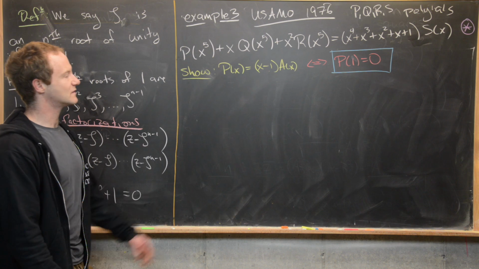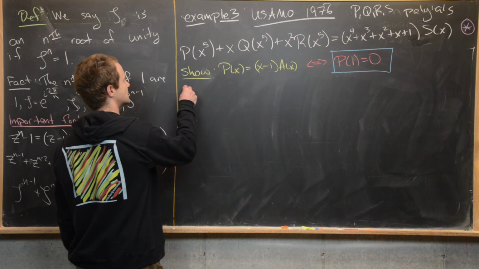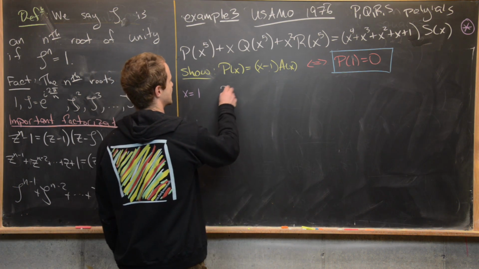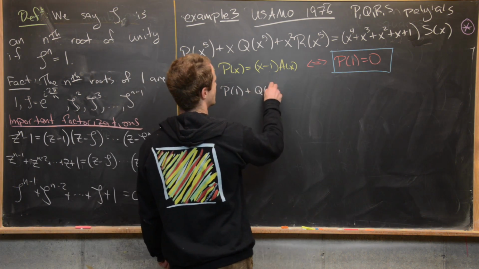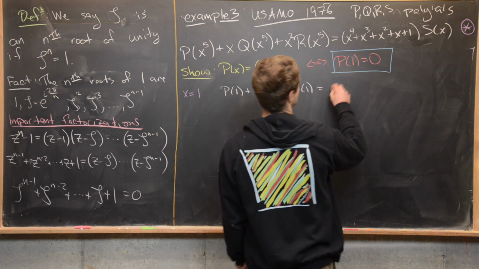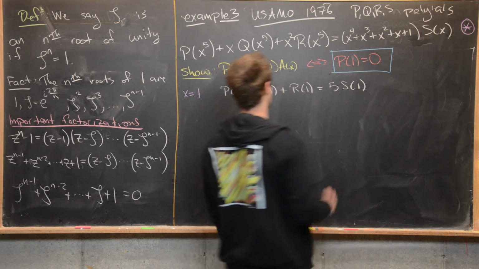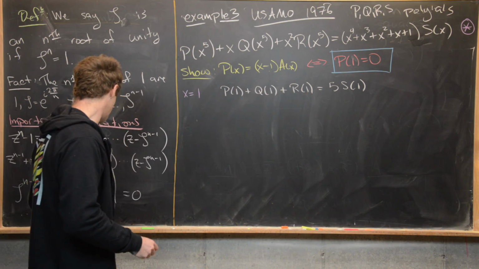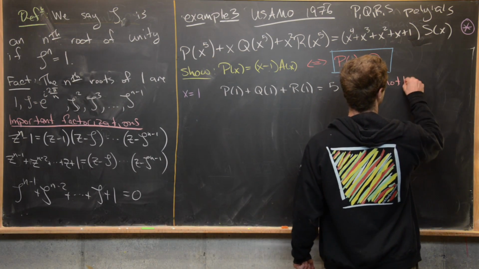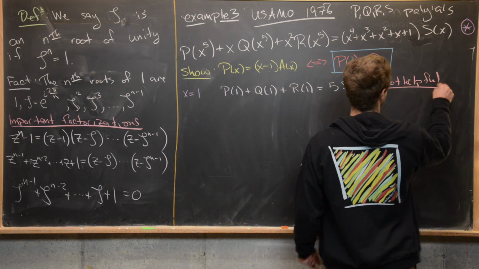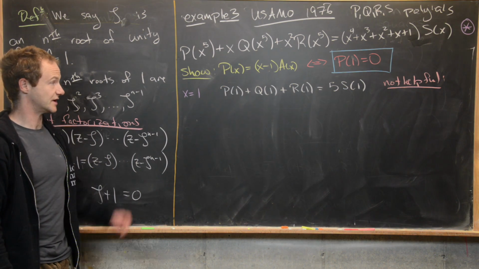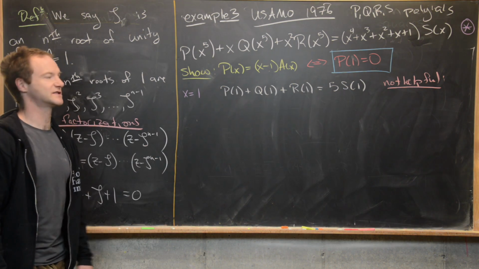Okay, so let's maybe look at all 5 equations. So let's say we have x equals 1. That's our first equation. So notice that's going to give us p of 1 plus q of 1 plus r of 1 equals 5 times s of 1. So in fact, this is not super helpful, and we don't even really need this one. I mean, maybe it was useful to look at it, but it's not helpful for finding our solution here because it doesn't allow us to get rid of anything.